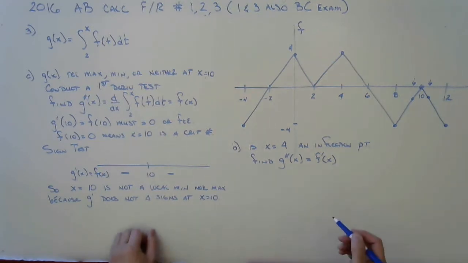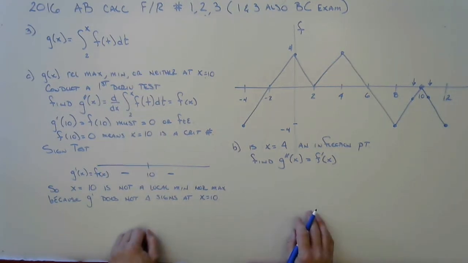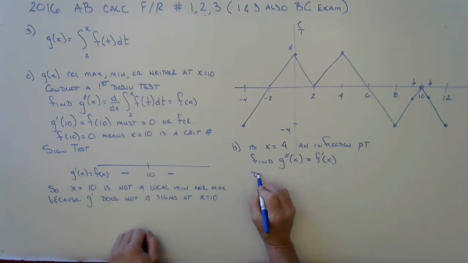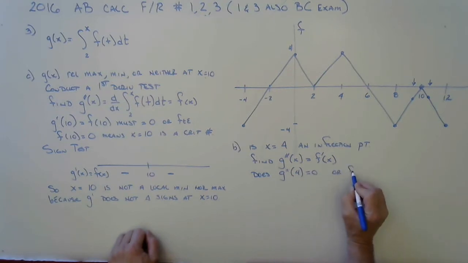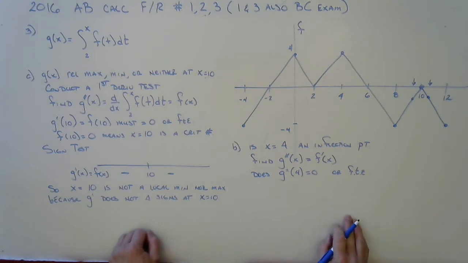So the first thing we have to ask ourselves, right, is, is this a critical number of the second derivative? Is x equals 4 going to be 0? Does g double prime of 4 equal 0 or fail to exist? Because if it doesn't equal 0 or fail to exist, it's not a critical number. And if it's not a critical number, it can't be an inflection point. Now, if that didn't make any sense, listen to it like 4 times. Just back the video up and listen to it again.